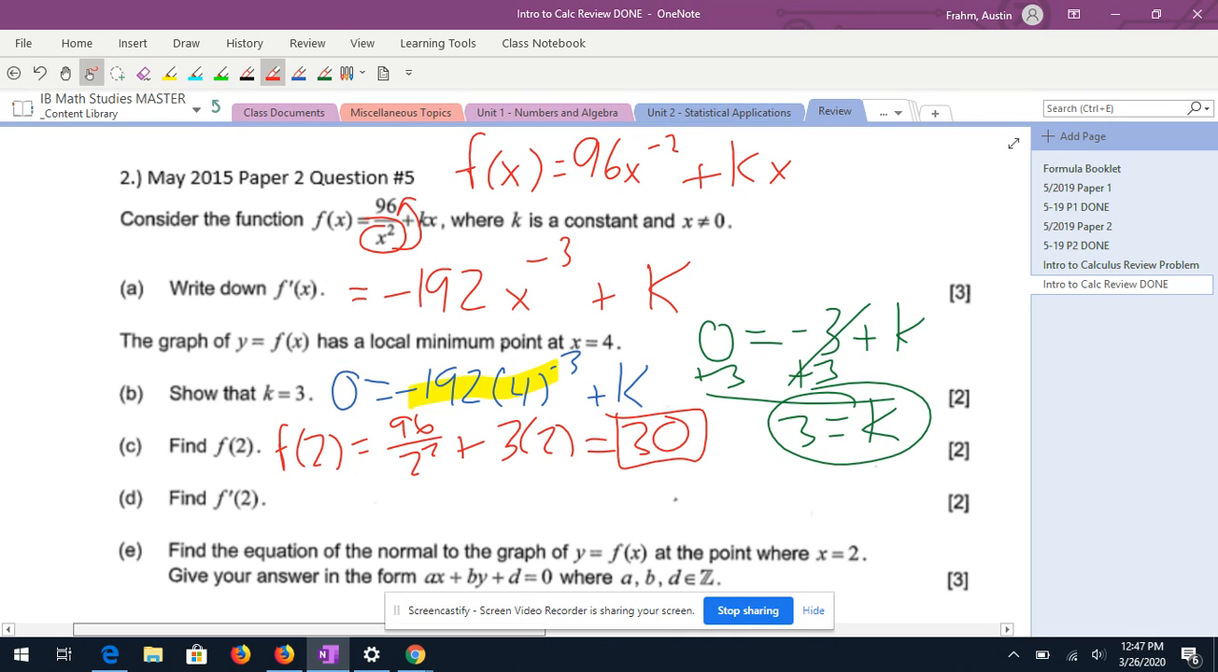And finally, finding f prime of 2, that means now plugging 2 into the derivative. So f prime of 2 would be negative 192 times 2 to the negative third power, plus, originally was k, but now we know k is 3, so it's plus 3. You type that into your calculator correctly, you should get an answer of negative 21.